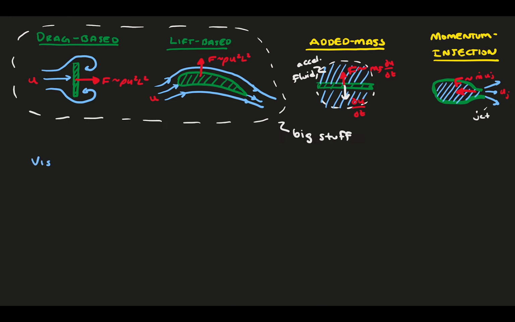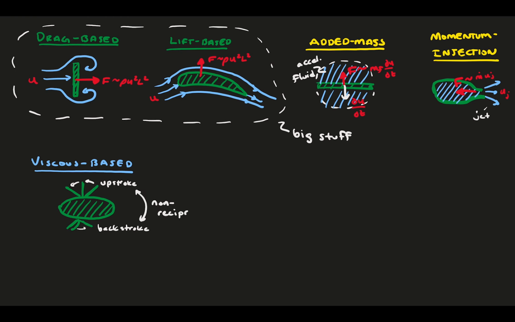For very slow and small vehicles, we have the viscous-based thrust force. Here, we have something like bacteria with little mobile arms that stick out. Because we're in the low Reynolds number limit, we cannot produce thrust from symmetric motions. In order to get thrust out of viscosity, you need non-reciprocating motion. In this example, the arm has one shape on the upstroke and a different shape on the backstroke, producing a net thrust.